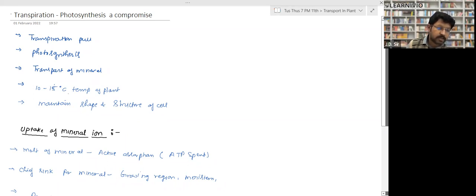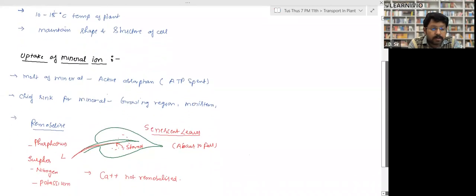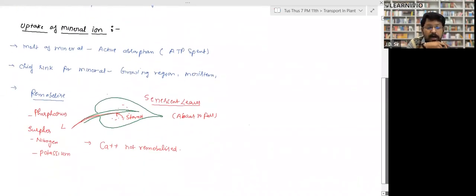Transpiration decreases the temperature of the plant by 10 to 15 degrees centigrade, right? Water maintains the shape and structure of the cell. And uptake of mineral: most of the minerals are taken through active absorption, means the minerals are taken with the help of water. They follow the same path which is followed by the water, but yes, most of the minerals are taken by the plant at the expense of ATP. So ATP is spent.